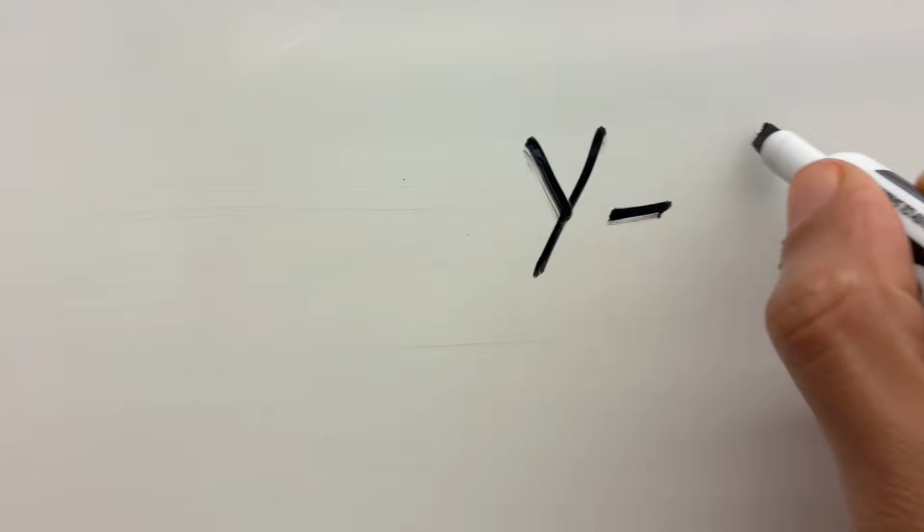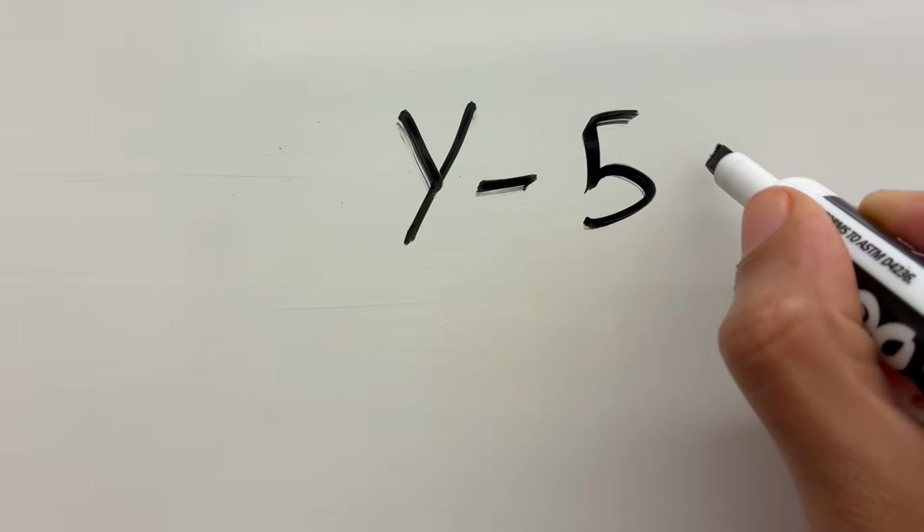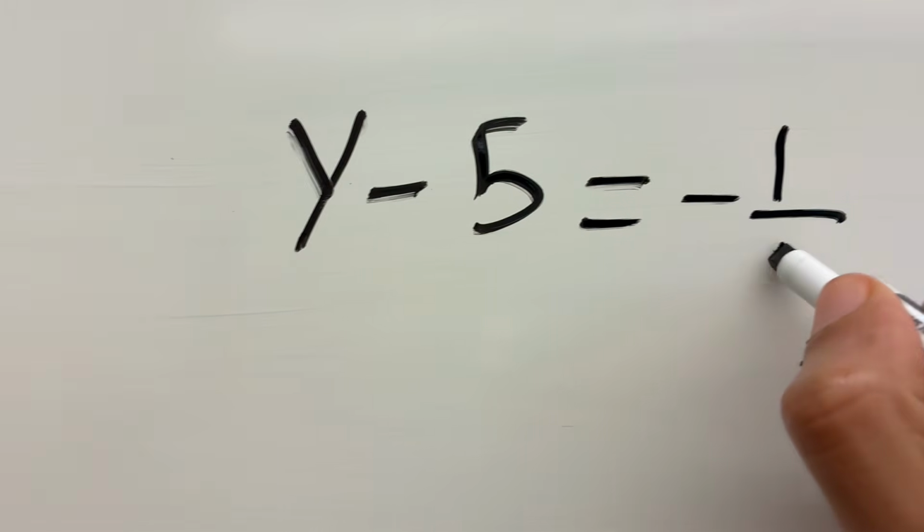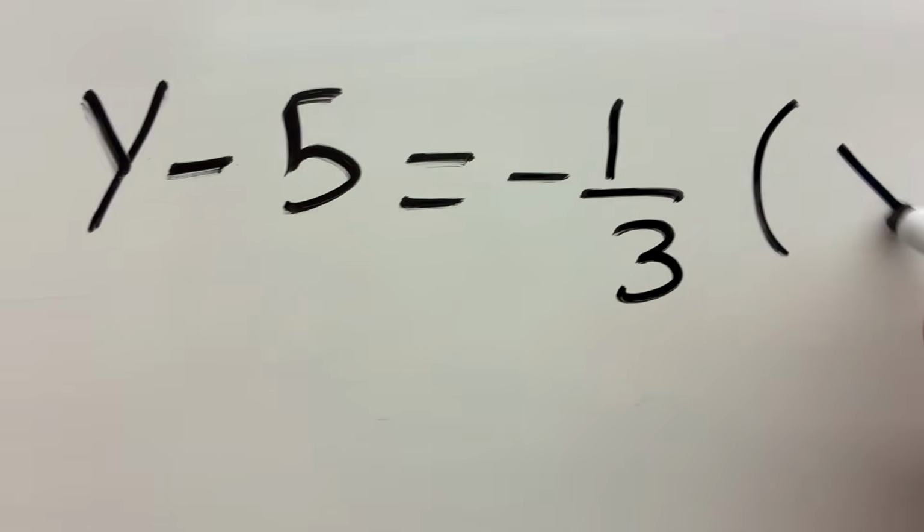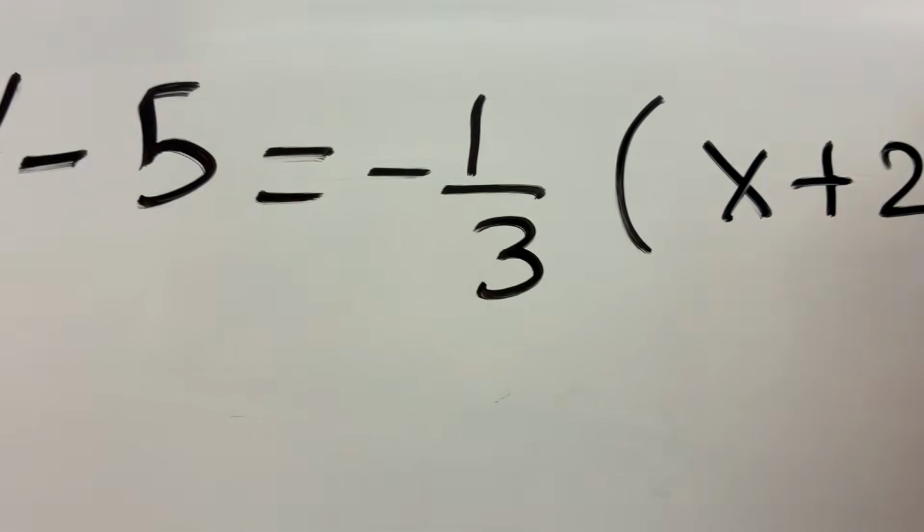Topic for today is graphing parabola. So let me write down the equation for the parabola. y minus 5 is equal to minus 1 by 3 times (x plus 2) whole square.